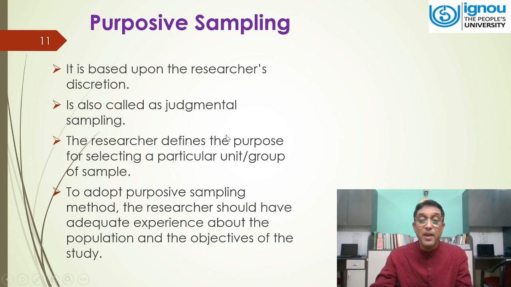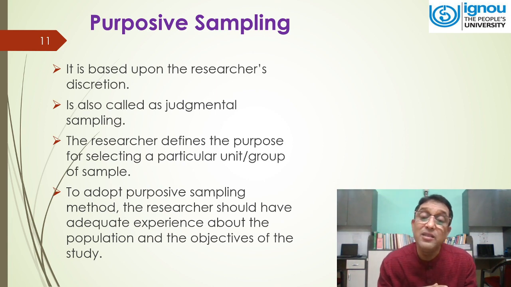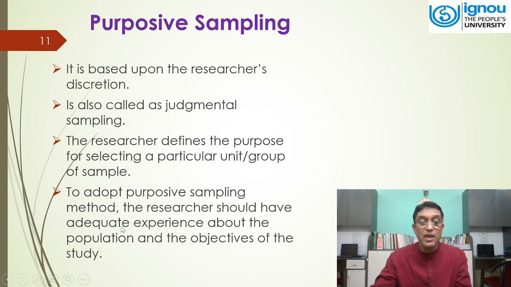The researcher defines the purpose for selecting a particular unit or group of sample. तो रिसर्चर डिफाइन करेगा कि पर्पस क्या है उनका, ठीक है, ये रिसर्च का क्या पर्पस है. So accordingly the researcher will select the sample. To adopt purposive sampling method, the researcher should have adequate experience about the population and the objectives of the study.